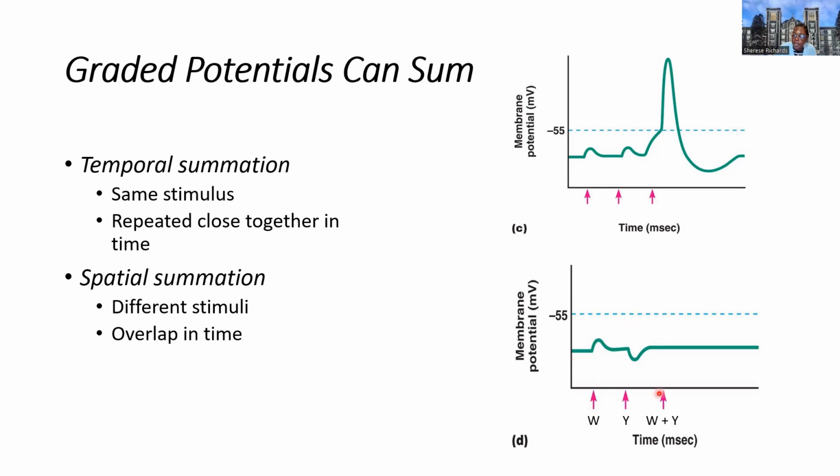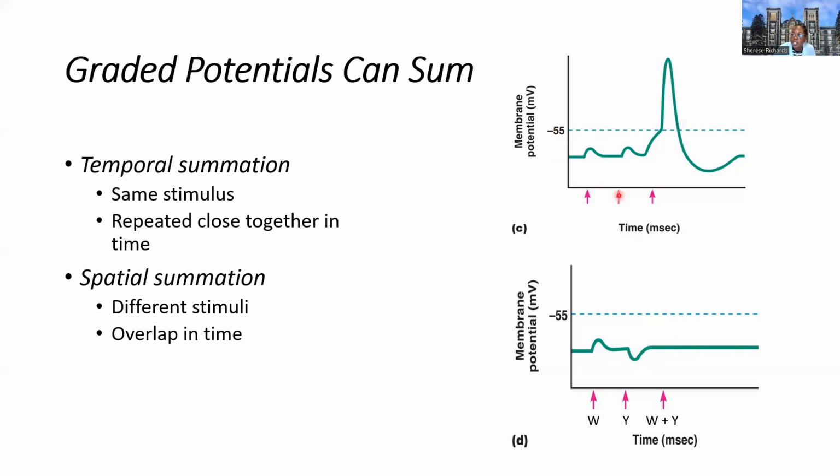So in this scenario, because we actually have a depolarizing event and a hyperpolarizing event, we can add those together. They're coming in at the same exact time, but they're on slightly different spots on the neuron. So different stimuli, same time. And if we add those together, that would be spatial summation. In this instance, they're going to cancel out, right? Because one is positive and one is negative, they're simply going to cancel out.